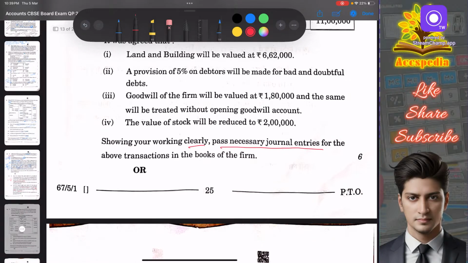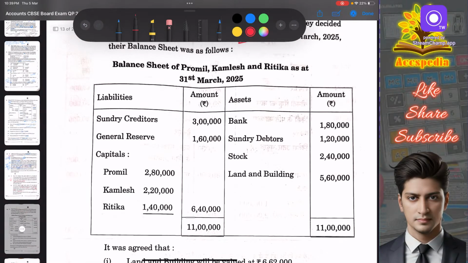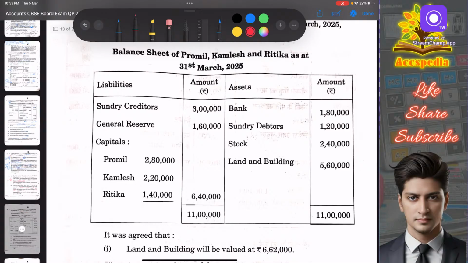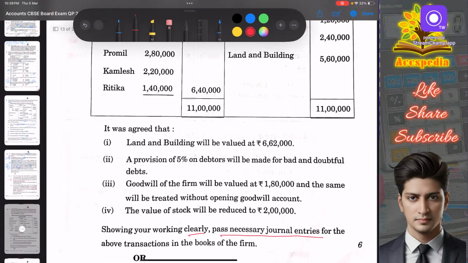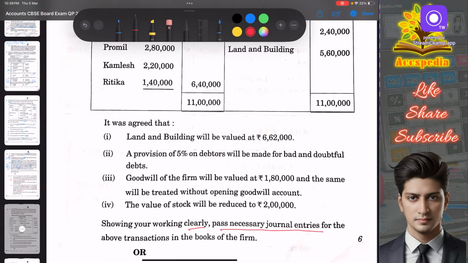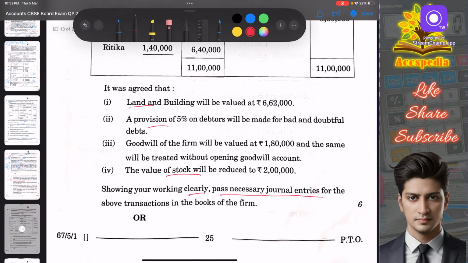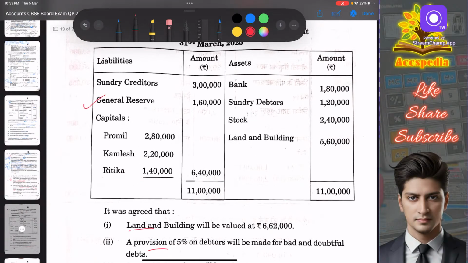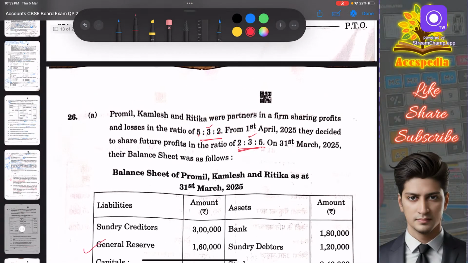First, when they ask for journal entries, you go to the balance sheet, look at the liability side. Is there anything to be distributed? Yes, we have general reserve. Just check, can we distribute it? There is some land and building revaluation, provision revaluation, goodwill, stock revaluation. That's it. They are not saying anything not to distribute. So there is general reserve that we have to distribute, 1,60,000 in old ratio 5:3:2.